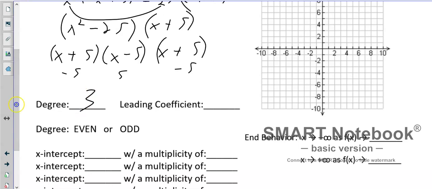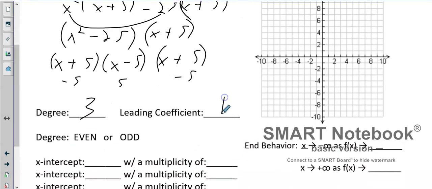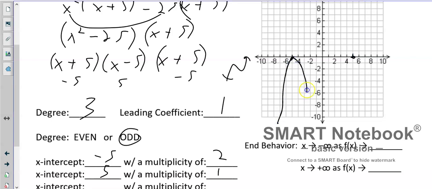So this was a cubic. My lead coefficient was 1. It's odd. It is positive, which means it's going to have this general shape. And I have -5 twice, 5 once. So at -5, I'm going to have a bounce, and at 5, it's going to go through. So you can kind of get a general idea what it's going to look like. It's going to come up here and bounce, come down here and go through, something like that.